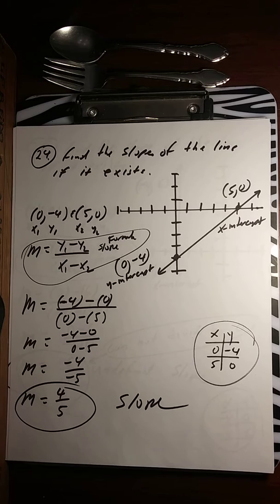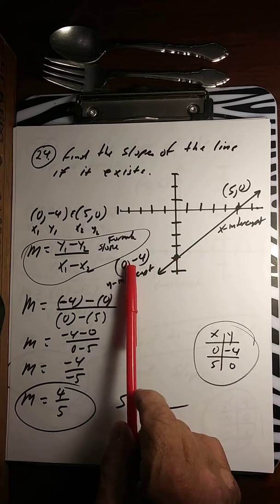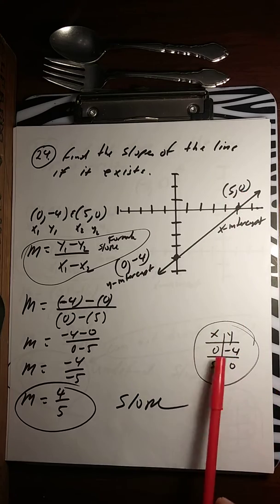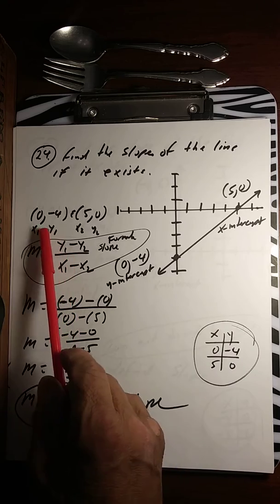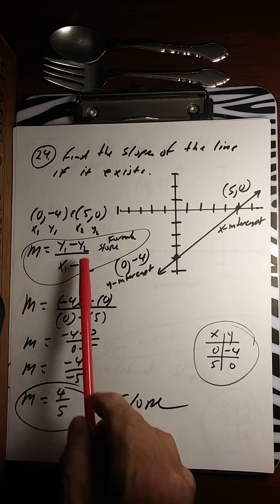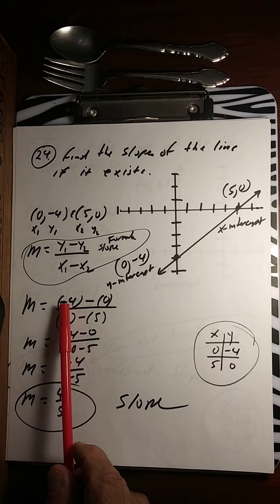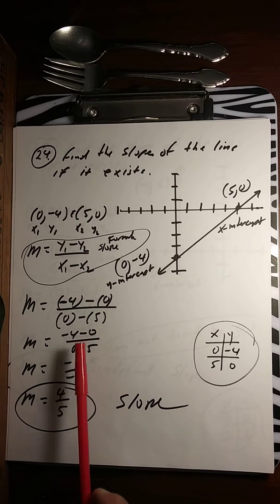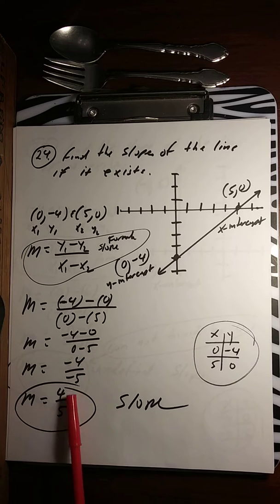Find the slope of the line if it exists. Okay, so we have 0, negative 4, and we have 5 and 0, x and y points, x1, y1, x2, y2. Put the numbers in. So we have negative 4 minus 0 over 0 minus 5. So negative 4 minus 0 is negative 4, and that's going to be negative 5. Negative by negative is a positive 4/5. So the slope of this is 4/5.